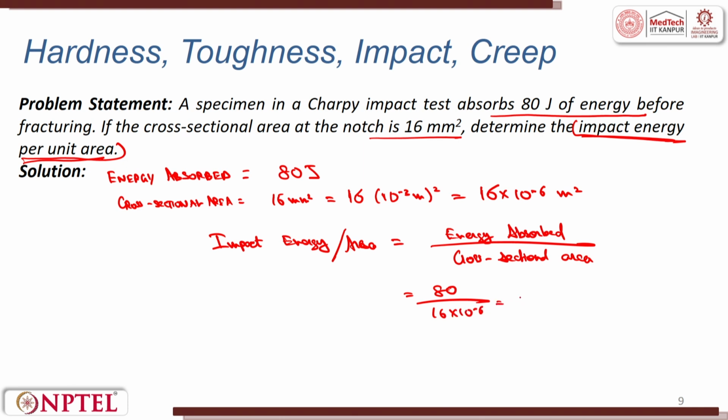This is equal to 80 by 16 is 5, and 10 raised to power minus 6 goes above as 10 raised to power plus 6, or 10 to the power 6 itself. This is 5 into 10 to the power 6 joules per meter square. This is so direct. I will discuss more about hardness, toughness, impact when I take the laboratory demonstrations.